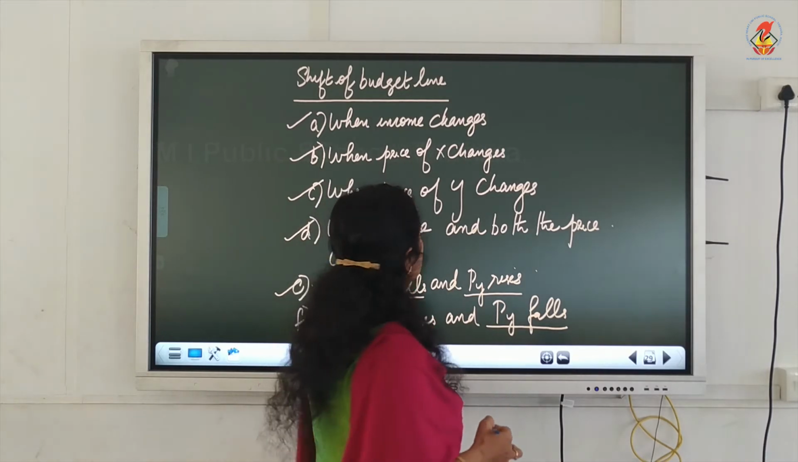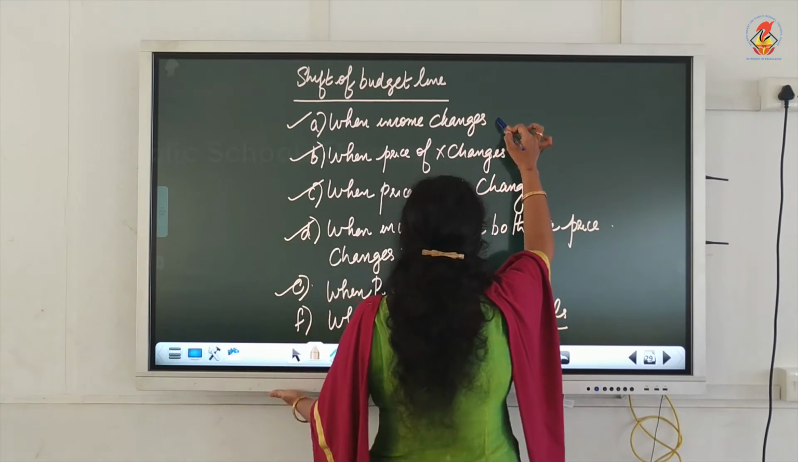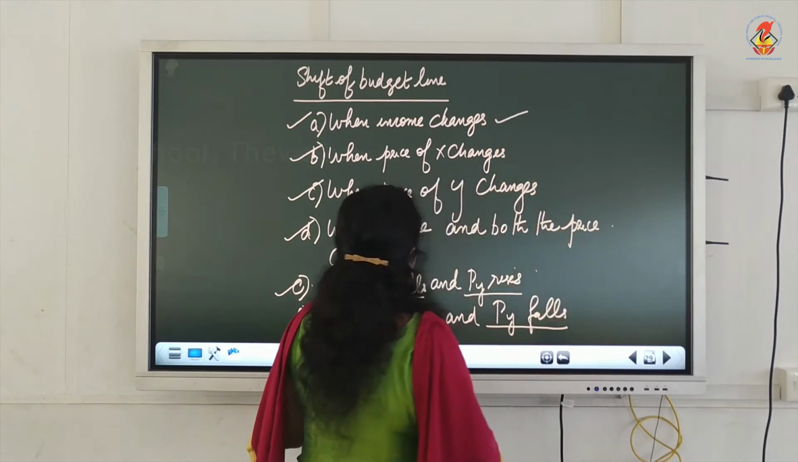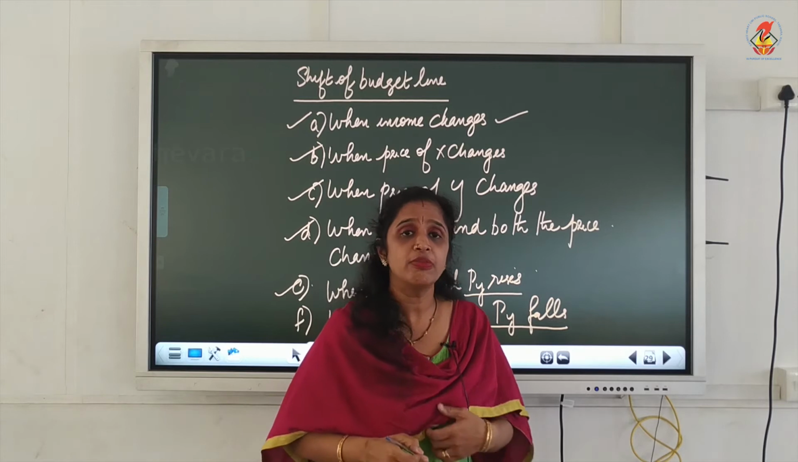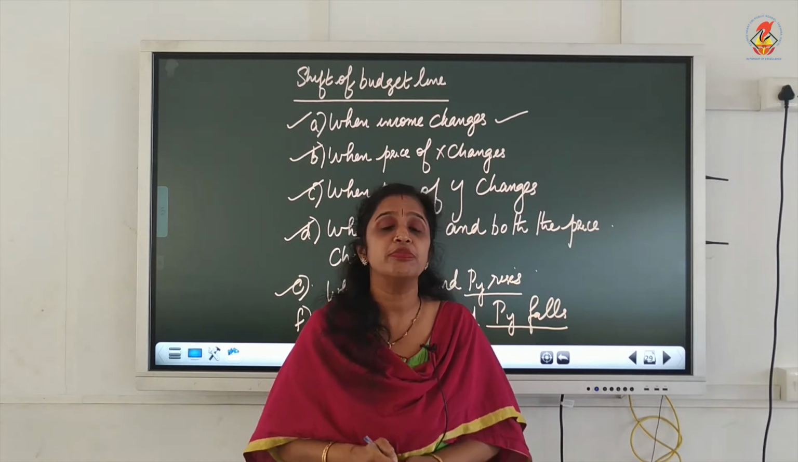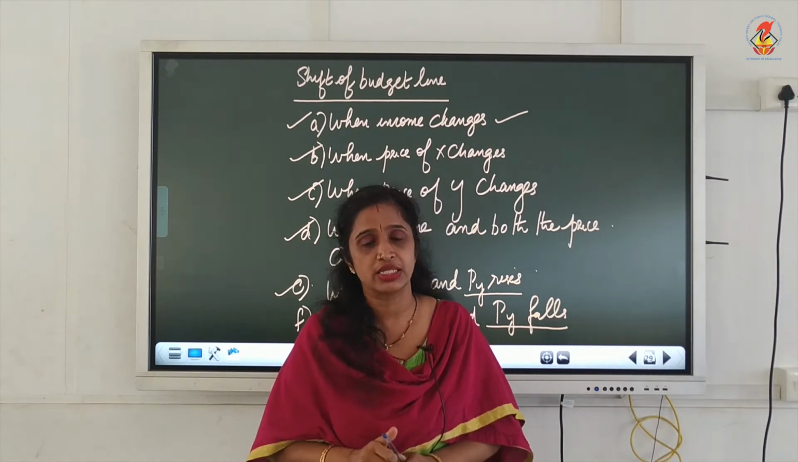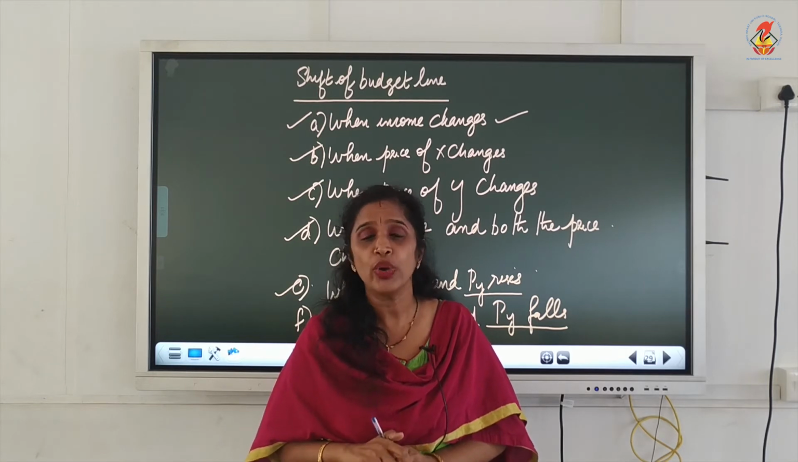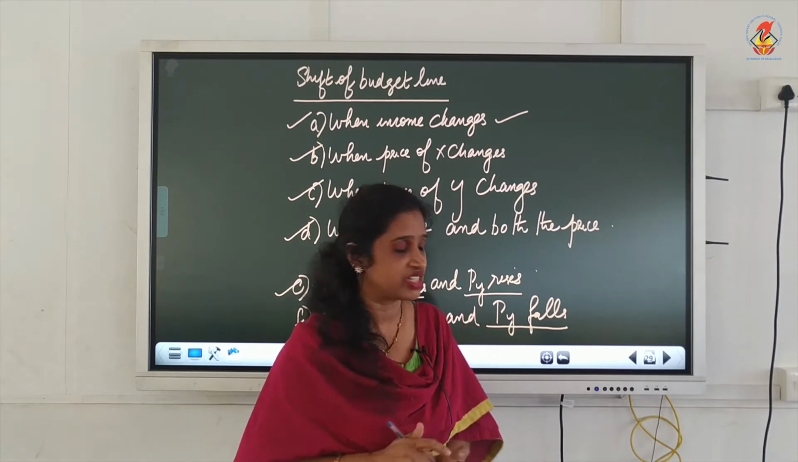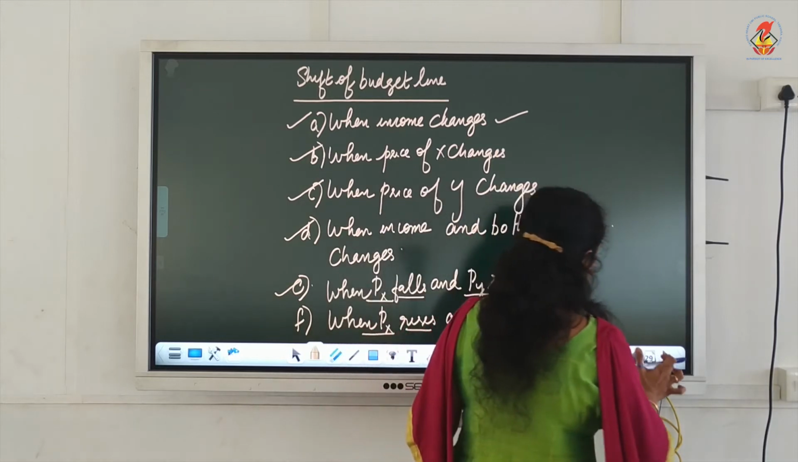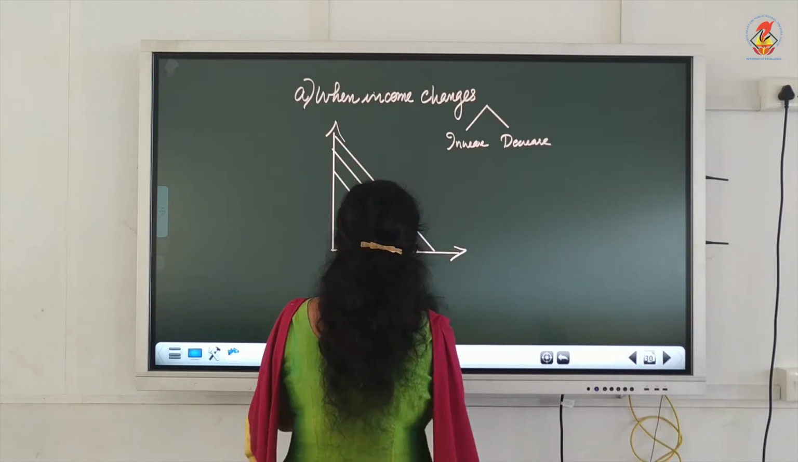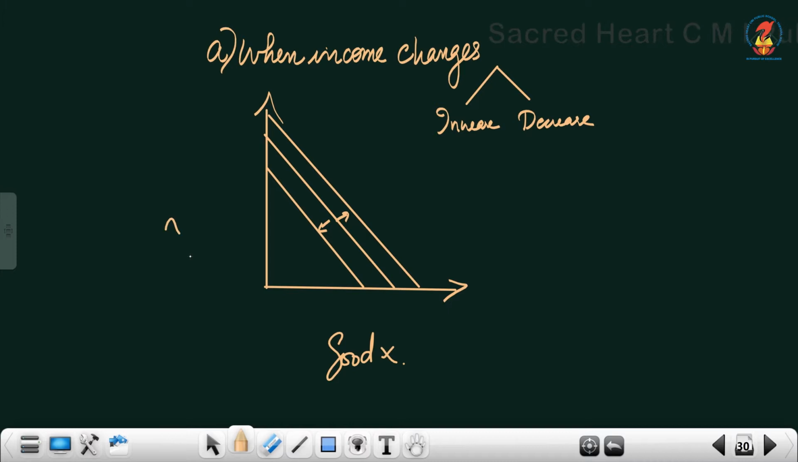Now let us first learn what happens to the budget line when the income of a person changes. Income of a person changes means income can either increase or decrease. In two situations, how a budget line will get shifted, that is what we are going to learn. Now this is good X on the X axis and good Y on the Y axis. Now this is the initial budget line. I will mark it as PB, initial budget line.